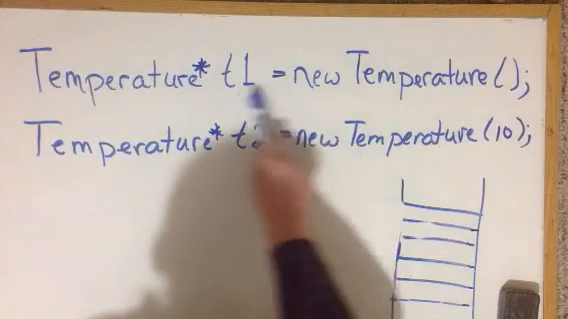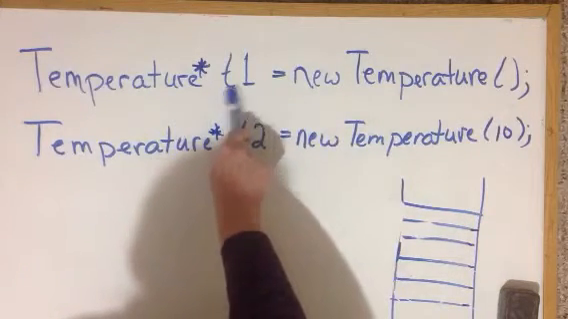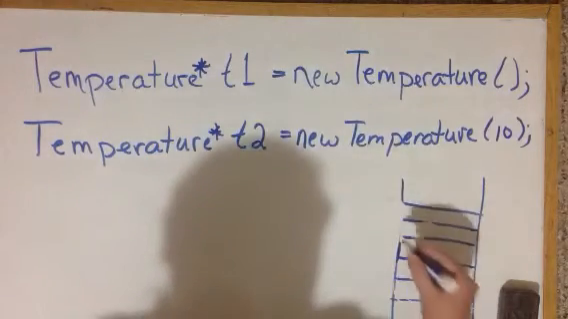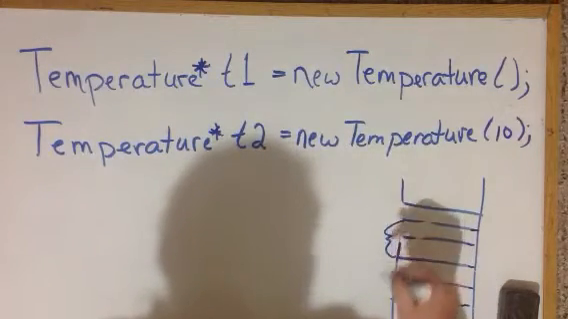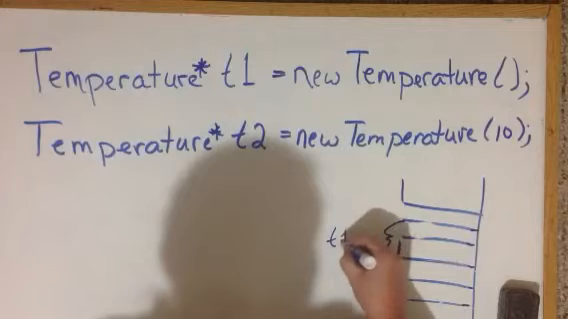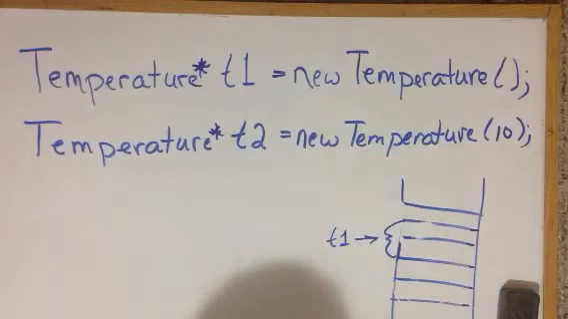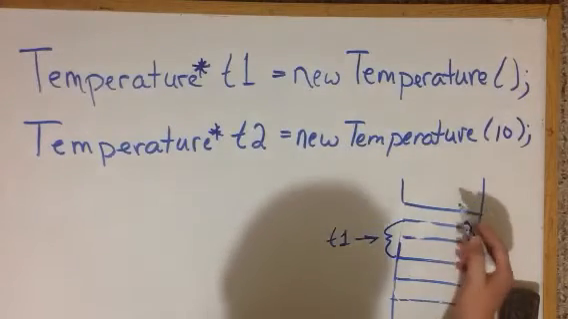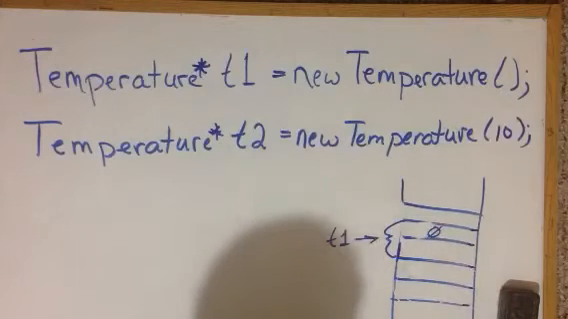So T1 is going to grab a chunk of memory that's big enough to hold everything in our temperature, and T1 is going to point to that location on the heap, and our default was to put a 0 in for the Celsius value for the constructor.